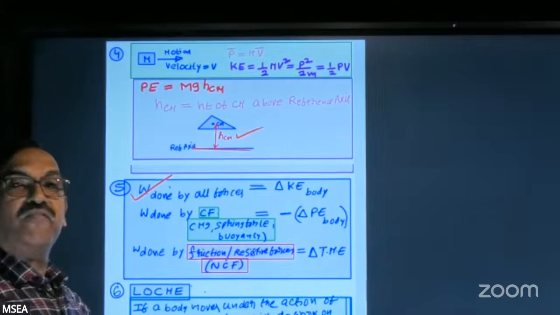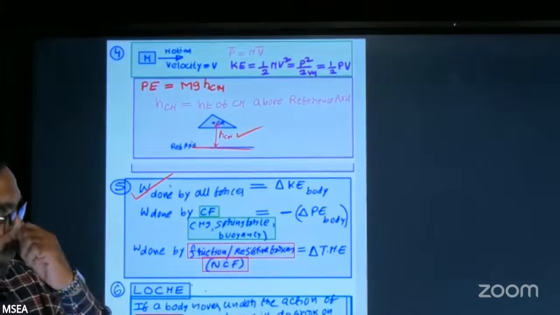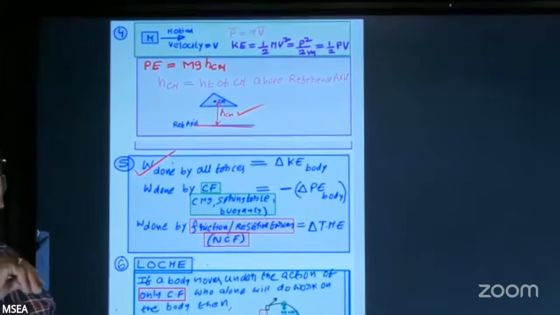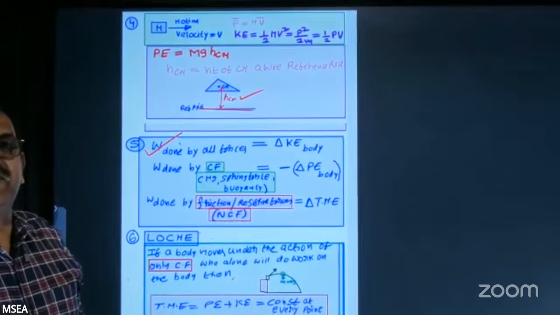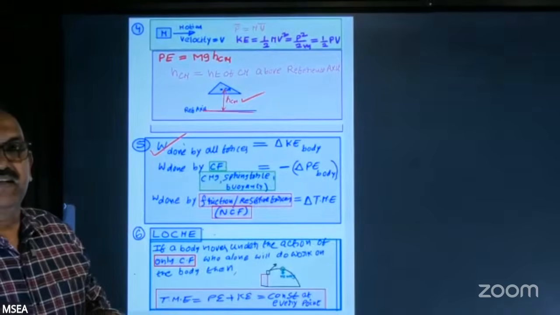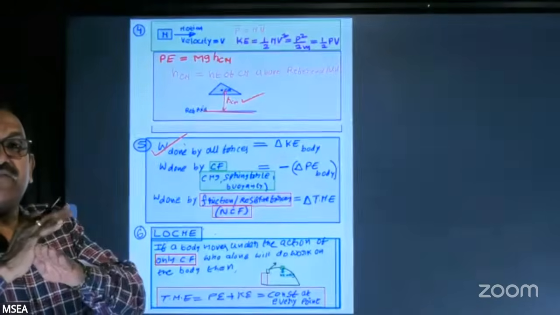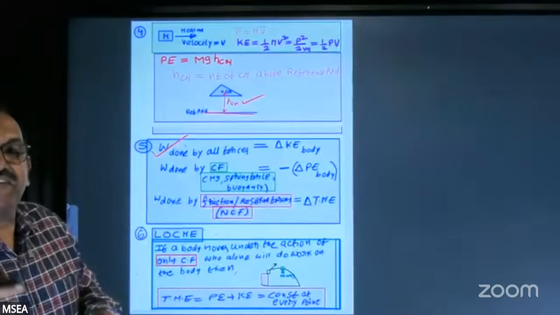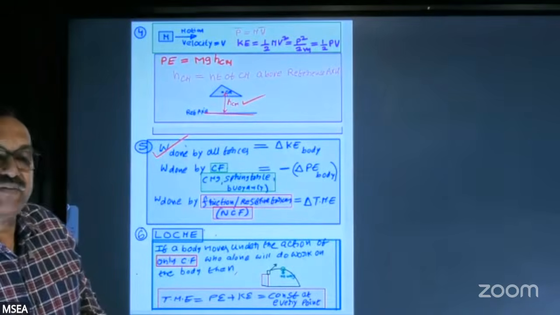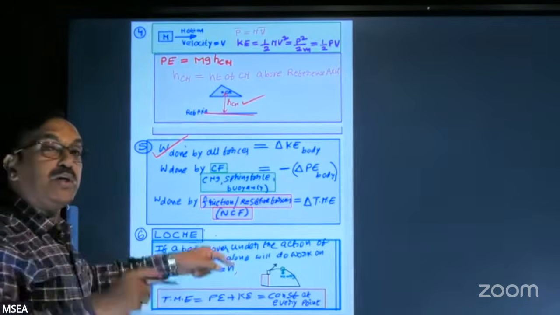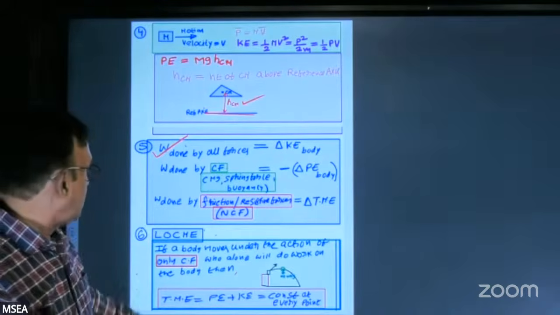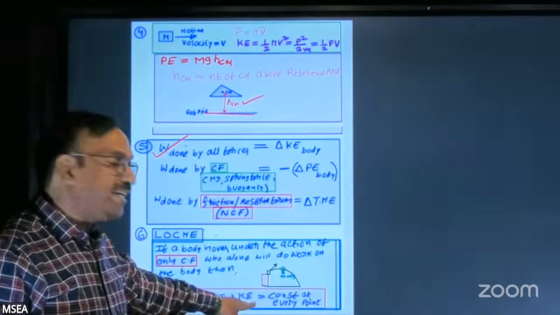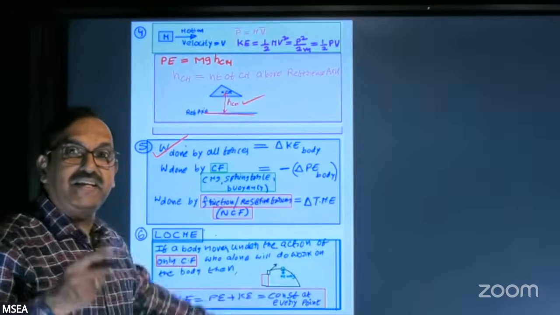What is the law of conservation of mechanical energy? Suppose a body is moving under the action of only conservative forces like gravitational force. There is no friction at all. When the frictional forces, resistive forces are absent and body is moving under the action of conservative forces, the total mechanical energy of the body will always remain constant. So total mechanical energy is sum of PE and KE, that will be constant everywhere.